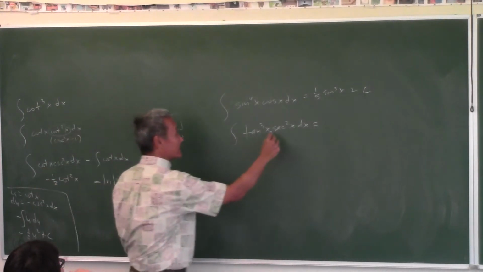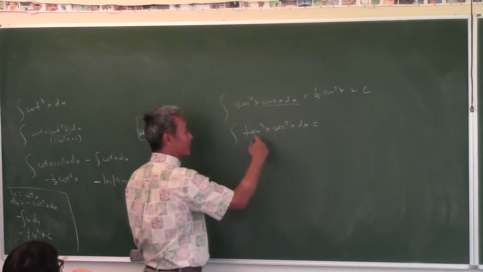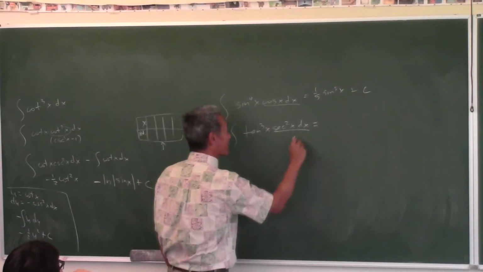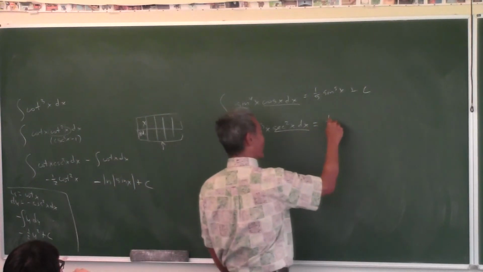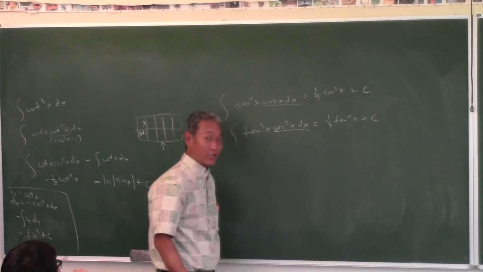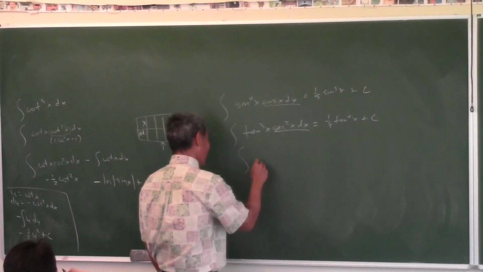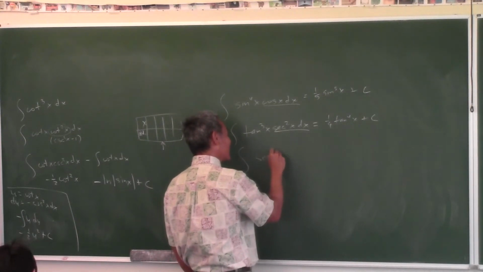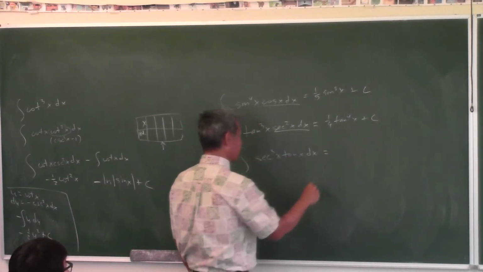See, the key is, if you let u equal sine, that's the u. Over here, if you let u equal tangent, then that's the du, right? So 1/4 tangent to the 4th x plus c. Oh, you guys think you're good now? No. What about secant cubed x tangent x dx?